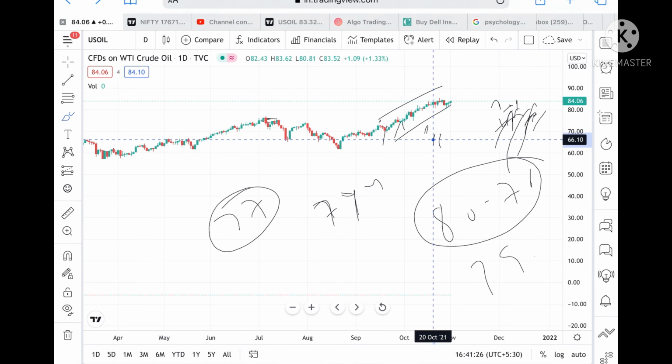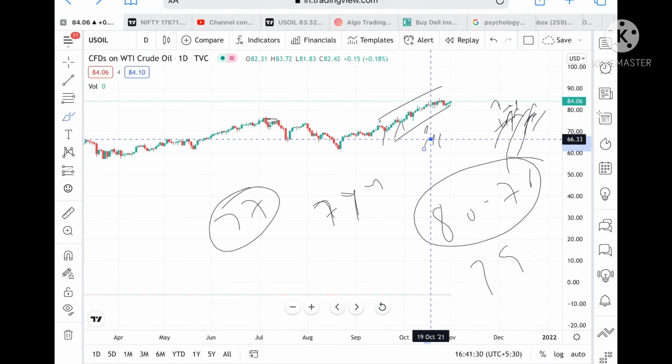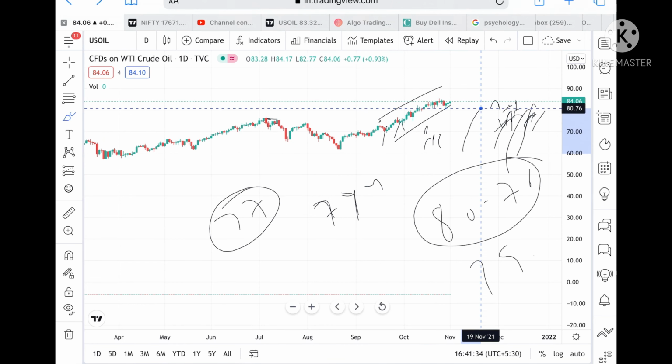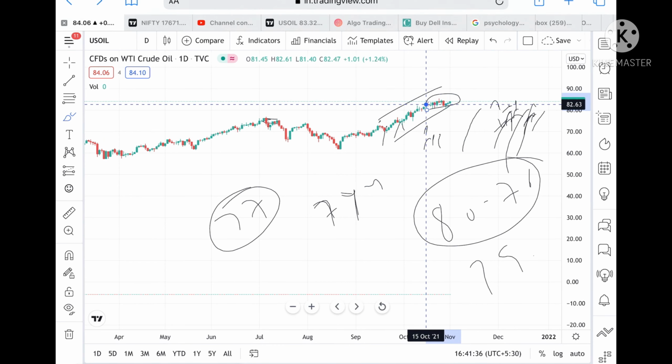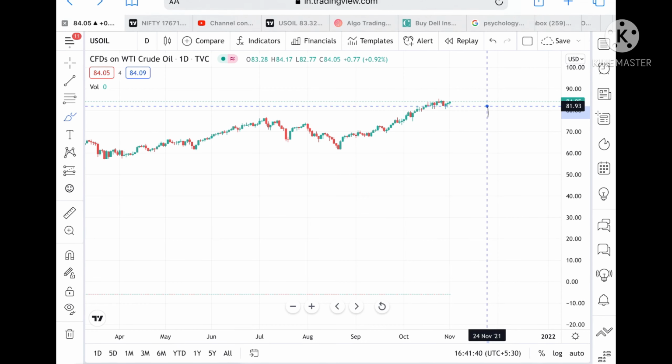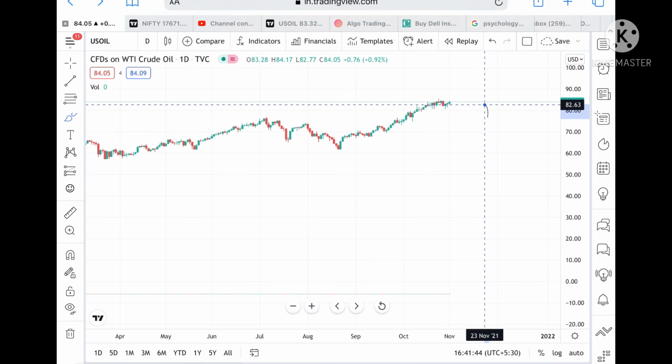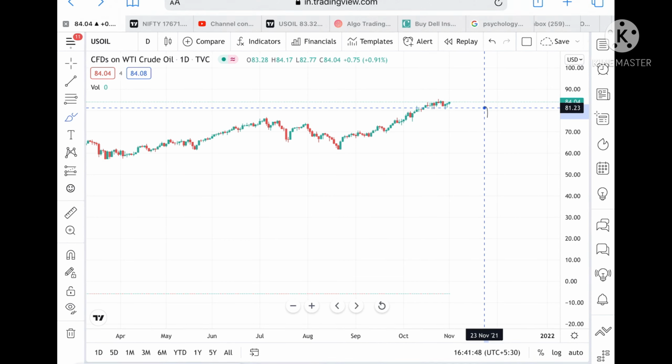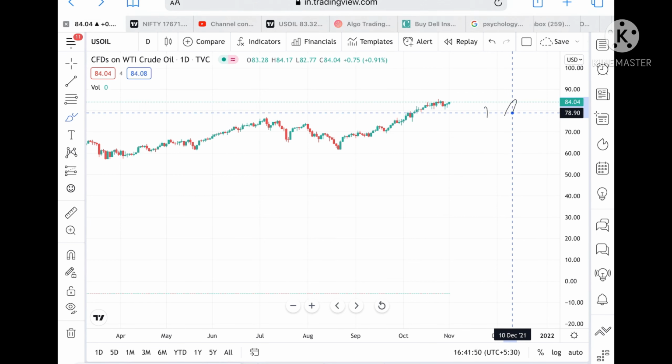Okay, and if the price goes more below this level, then we can see it can go and touch a level of 66.33. So as of now, what I can see here is that it is moving in this particular range. So if the price goes below this level, which is currently trading now, if it goes below a level of 82.63, then we can see it can go and touch a level of 81.23, and from there we can see it can go and touch a level of 79.37.